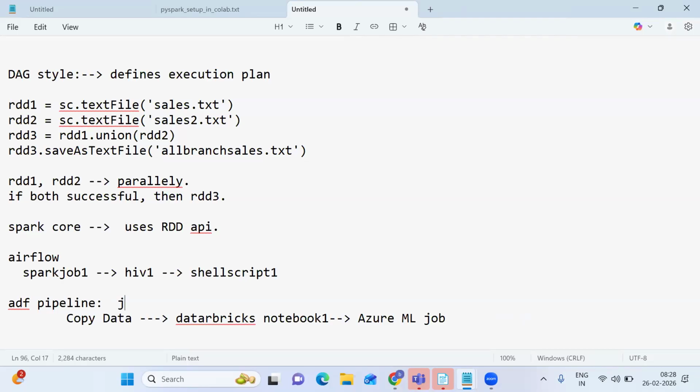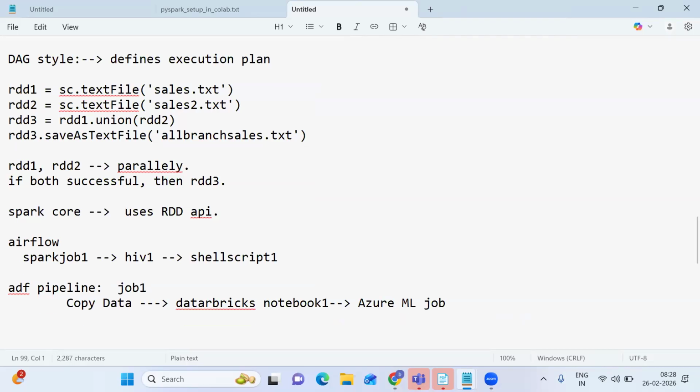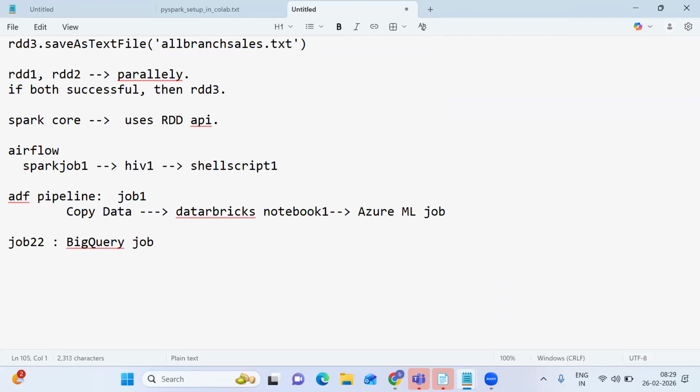Treat this as job one. Job two is the BigQuery job. Job one is the ADF job. Job two is the BigQuery job. This is developed by me. This is developed by you. Let's marry them: an Airflow job.